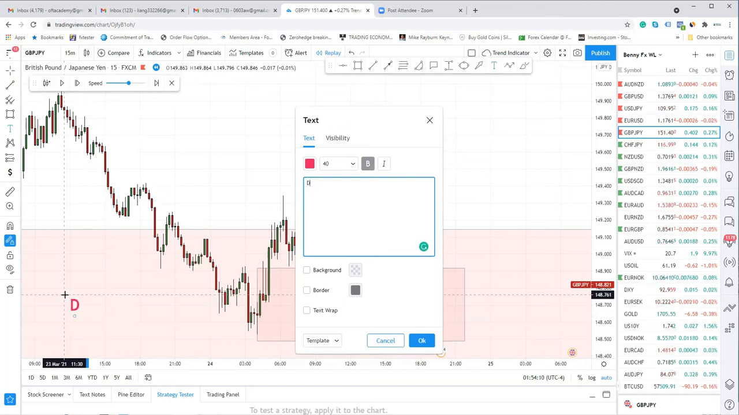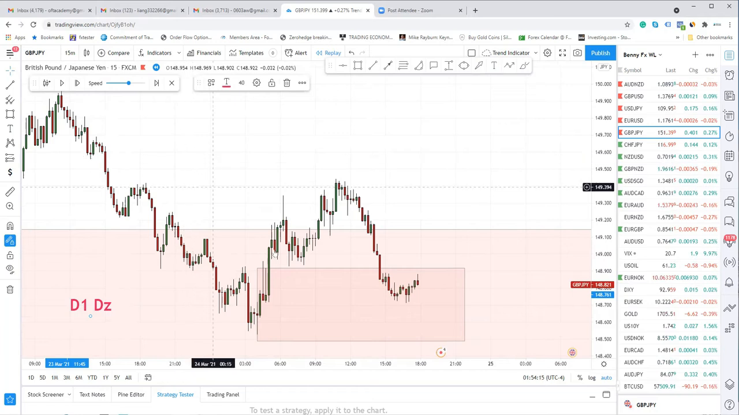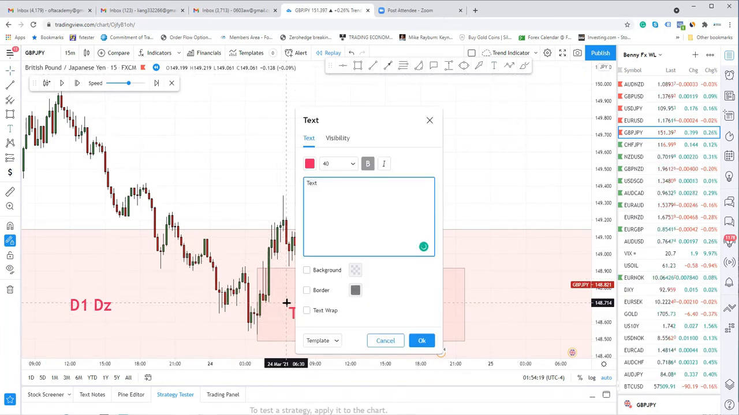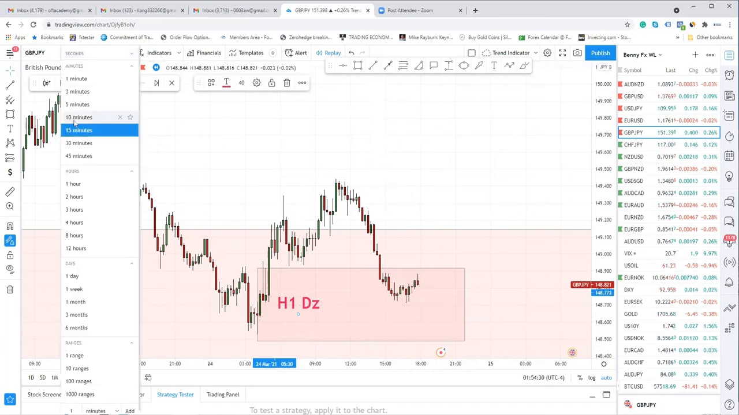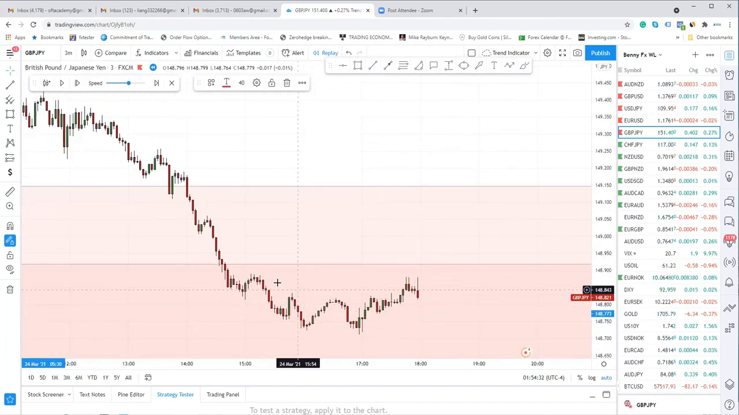This is daily demand. All right, the big pink zone, and this is H1 demand. Okay, so now we are demand within demand. Demand within demand. Okay, so now we are over here. Now if you go down to an even lower time frame, you will see something happen.